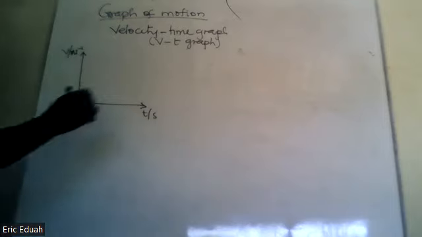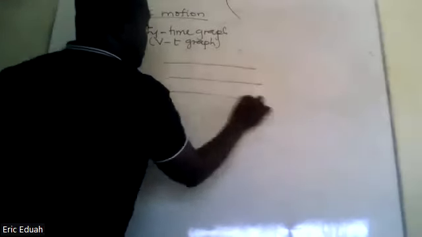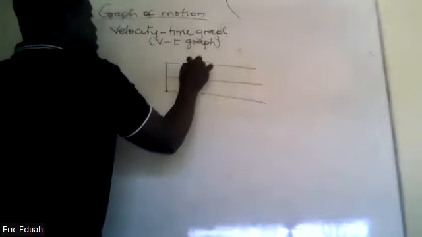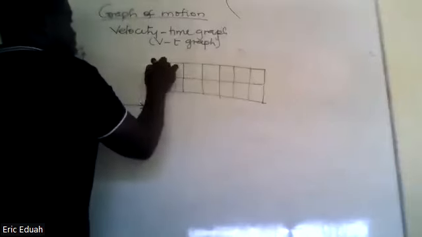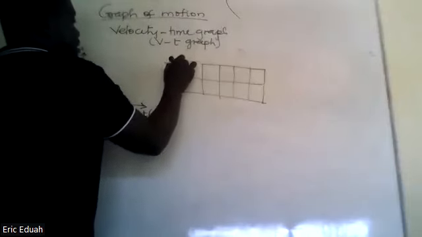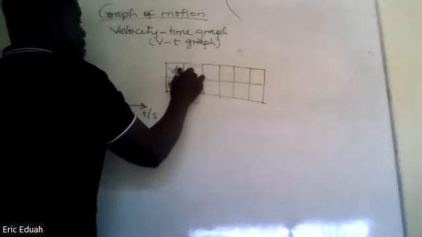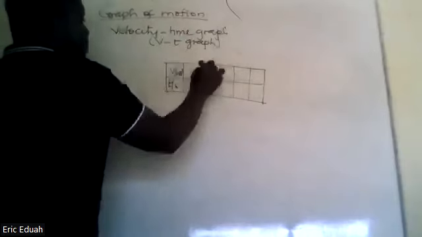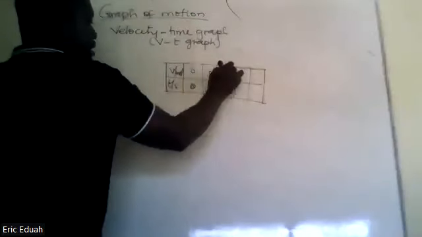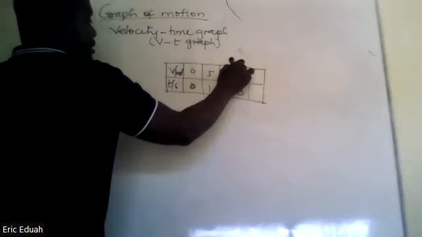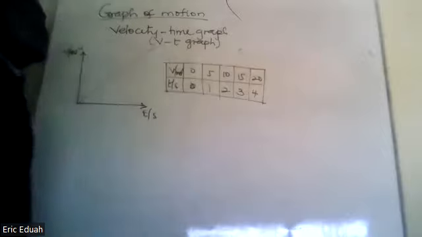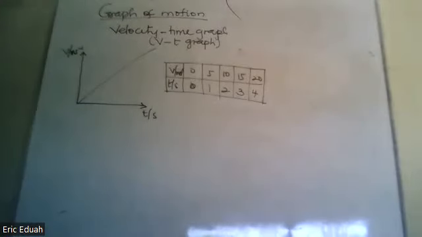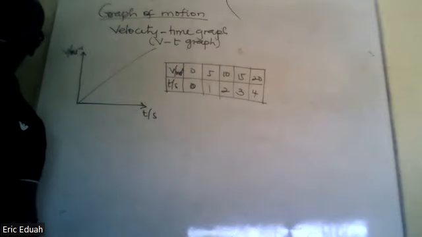And when you have a situation where the velocity of the body changes within equal time intervals, V in meters per second, and T: 0, 1, maybe 5, 2, 10, 3, 15, 4, 20. When you plot, you have this.